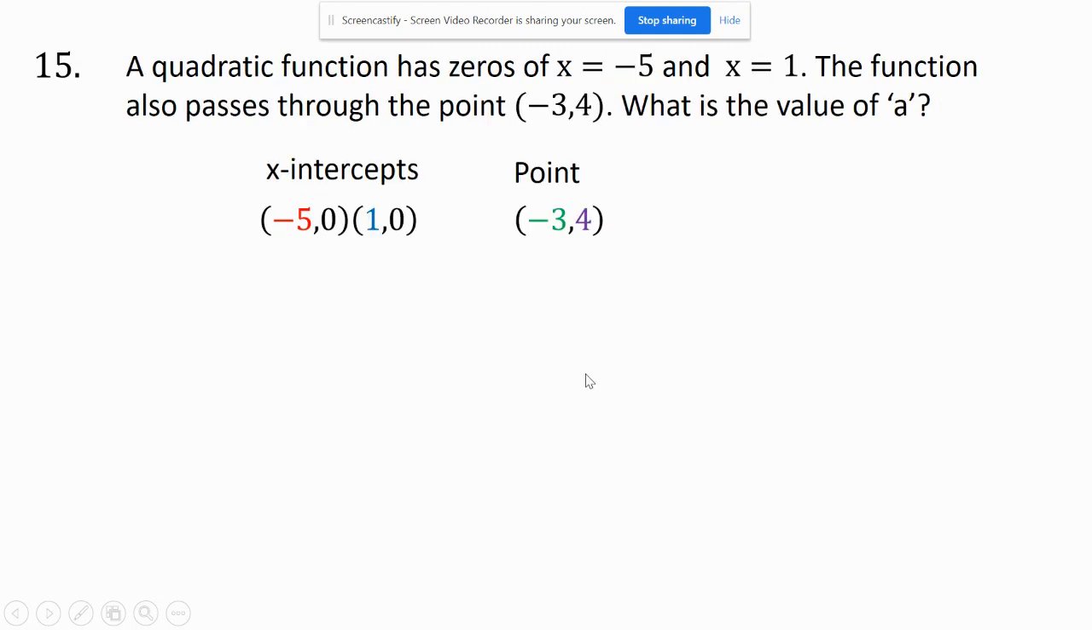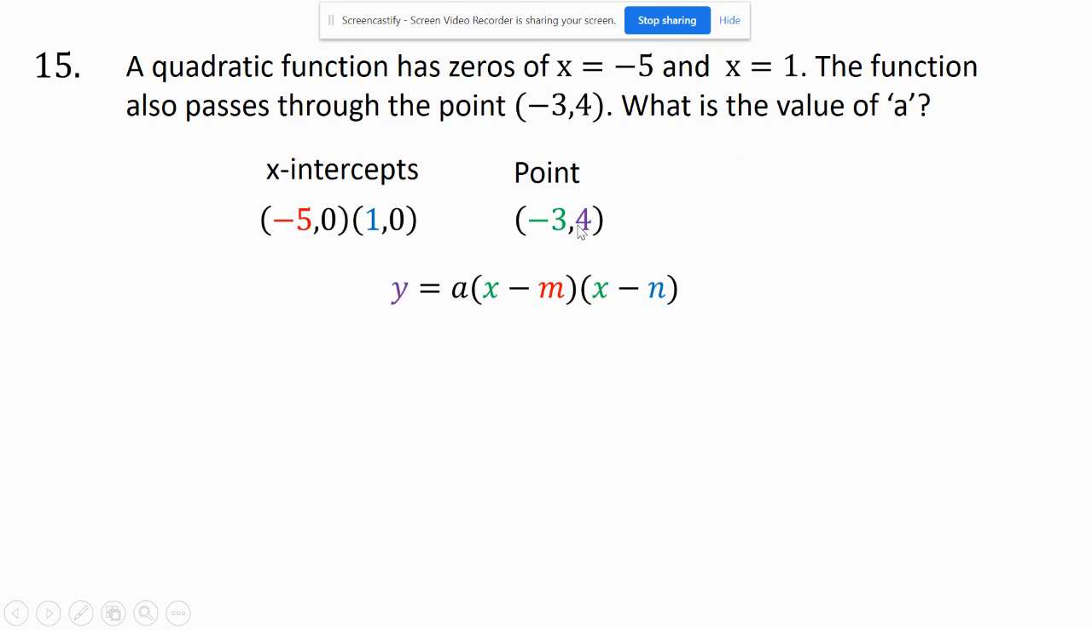Well, let's kind of look at this one here. This one's kind of similar. Here we have a quadratic function whose zeros are x equals -5 and x equals 1. In other words, the x-intercepts. The function also passes through the point -3, 4. So what's the value of a?